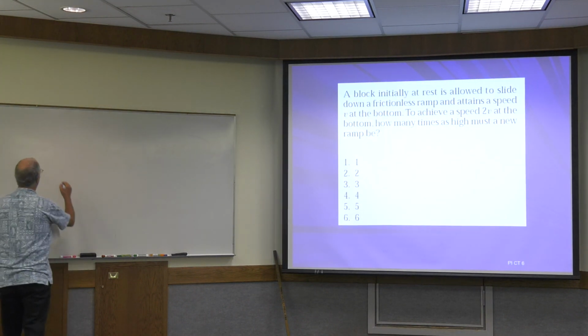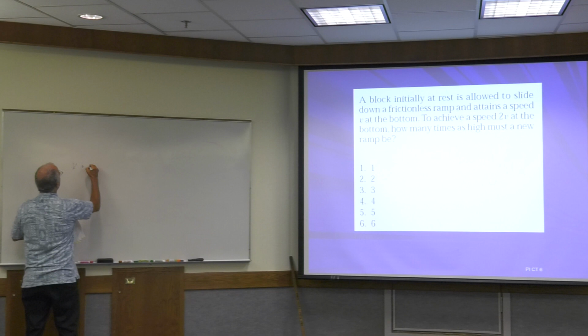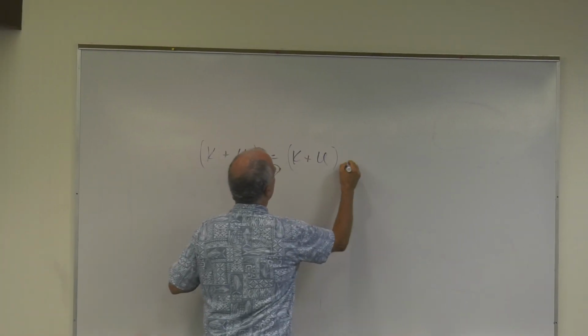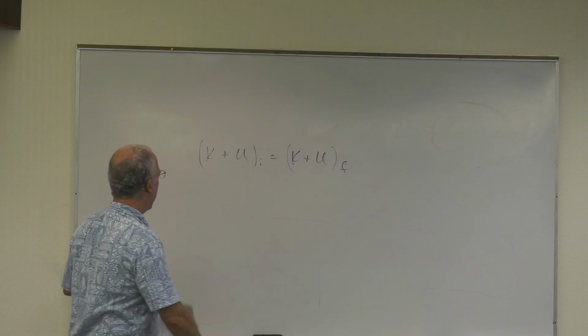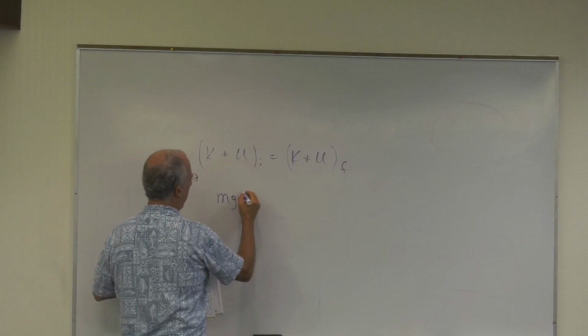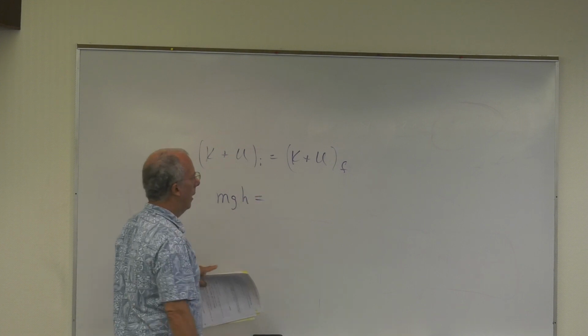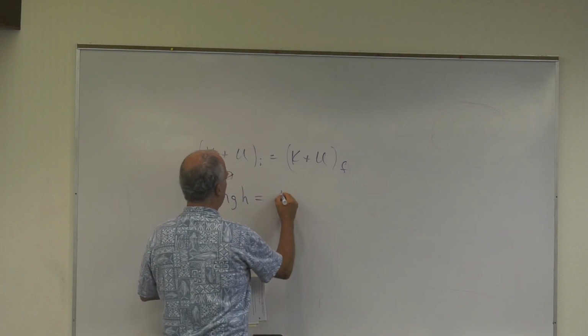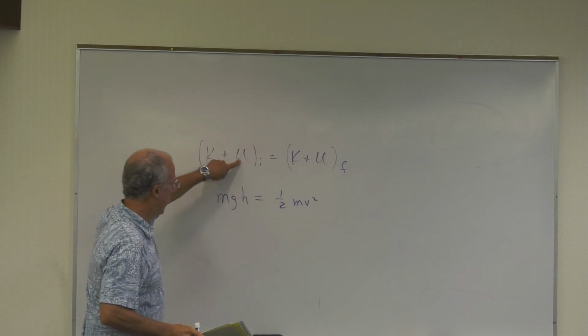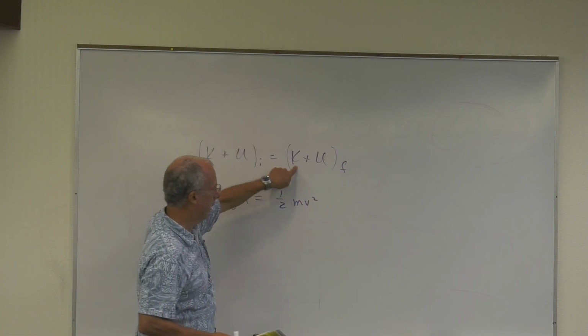Okay, we're back. So k plus u initial equals k plus u final. It's at rest initially, so the initial kinetic energy is 0. U is just mgh, or mgy, whatever you want to call it. At the bottom, u is 0, so we have 1/2 mv squared, right? So this potential energy was transformed into kinetic energy.